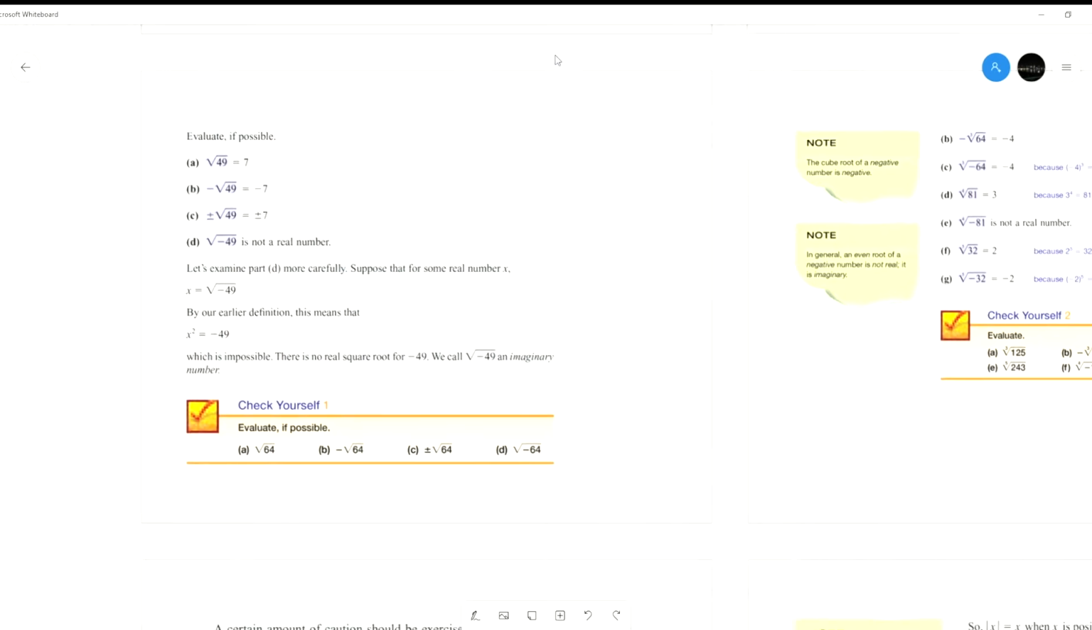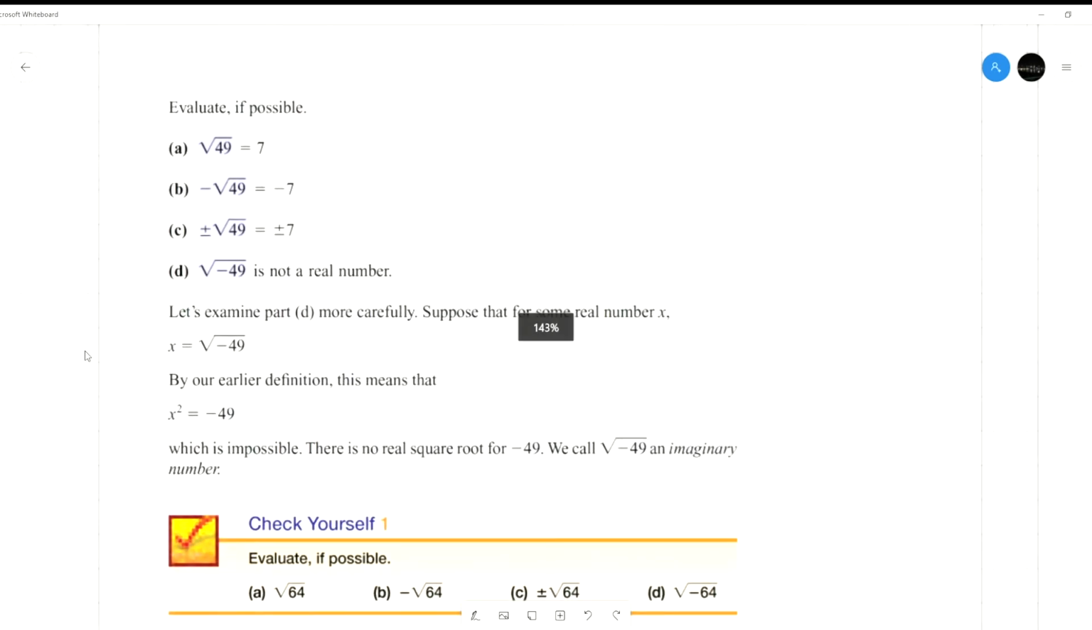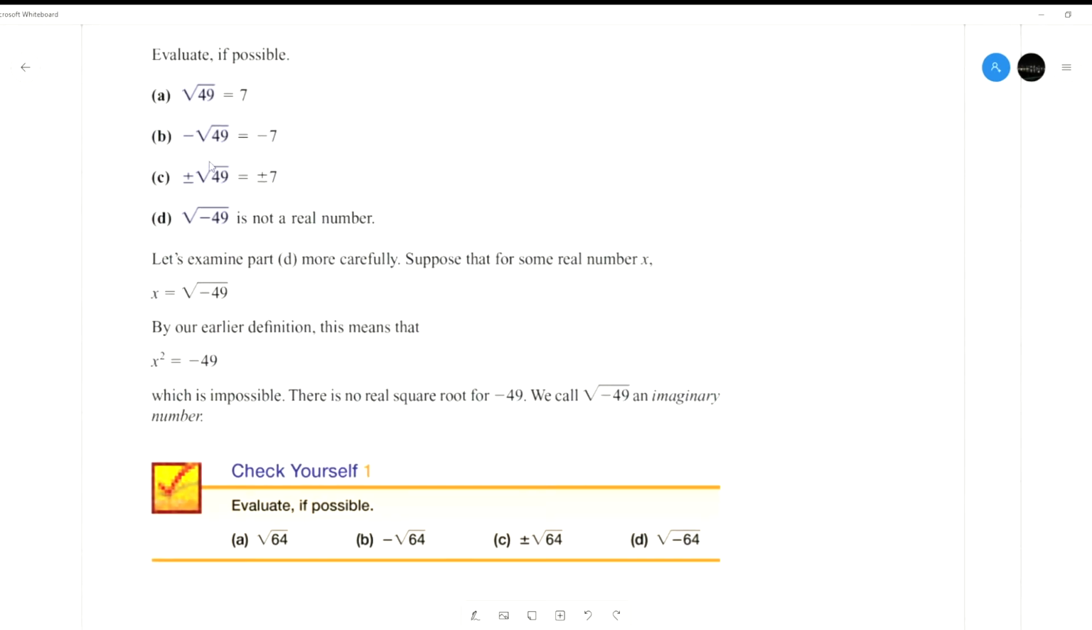So let's evaluate a few radicals. We have the square root of 49. Basically, we have to think about what number to the second power, what number squared. Notice there's no index written here. When it's empty, that's by default the square root. So the square root of 49 is equal to 7. Negative square root of 49 is equal to negative 7. And plus or minus the square root of 49 equals plus or minus 7.